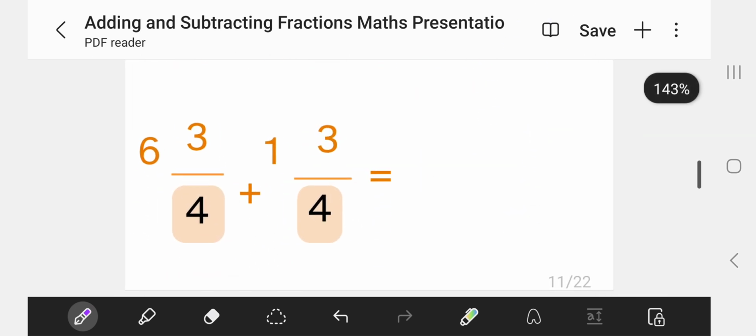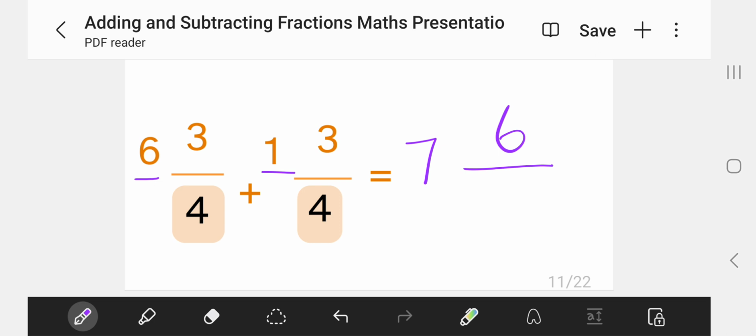Let's look at this one. So we have 6 3/4 plus 1 3/4. Again, we firstly start by adding the whole numbers. Our whole numbers are 6 and 1 in this case. So 6 plus 1 will give us 7. So we're going to put 7 there. And we are now going to add the numerator. Remember, when our denominators are the same, if we have to add, we are simply adding the numerator and leaving the denominator the same. So we are adding 3 and 3. 3 plus 3 will give us 6. And again, we are putting back our denominator.